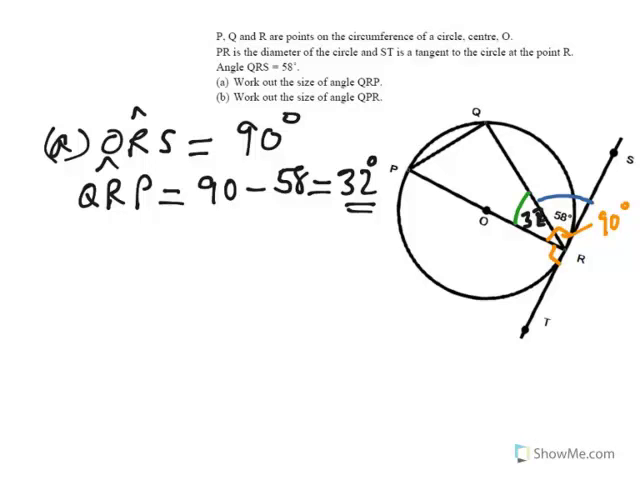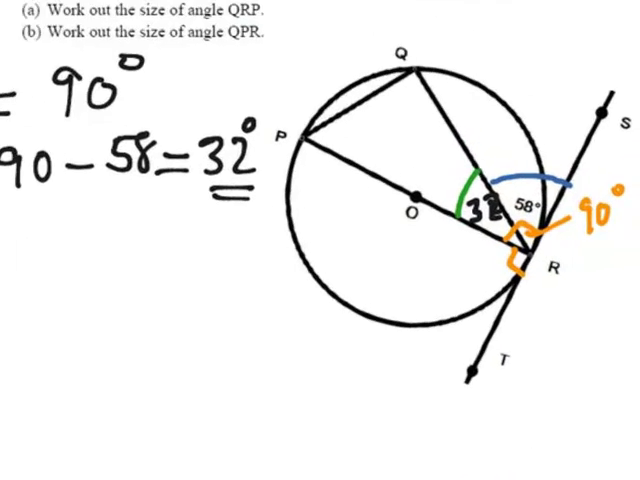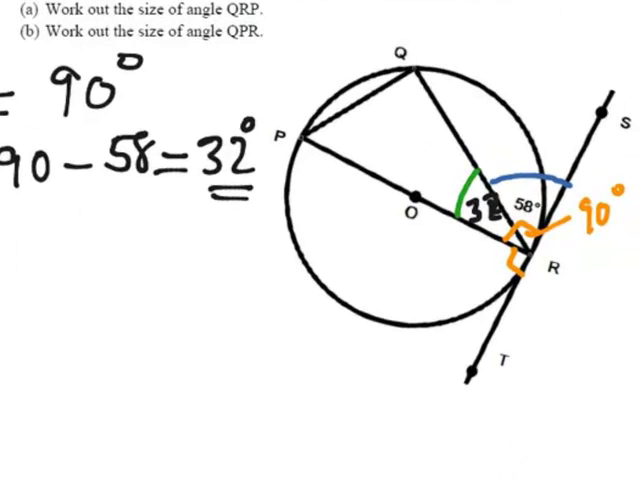Now, the second part is asking us to find the size of the angle QPR, this one here. There are two ways of doing this. I'm just pausing for a second or two for you to think about it. There's a very quick way and there's a slightly longer way, both valid.